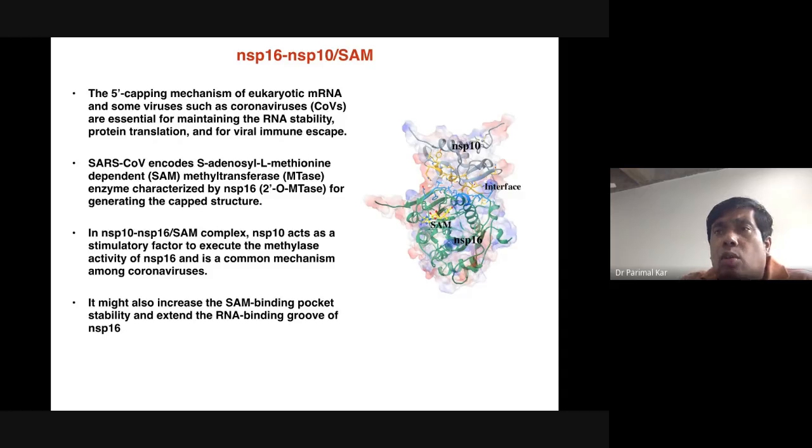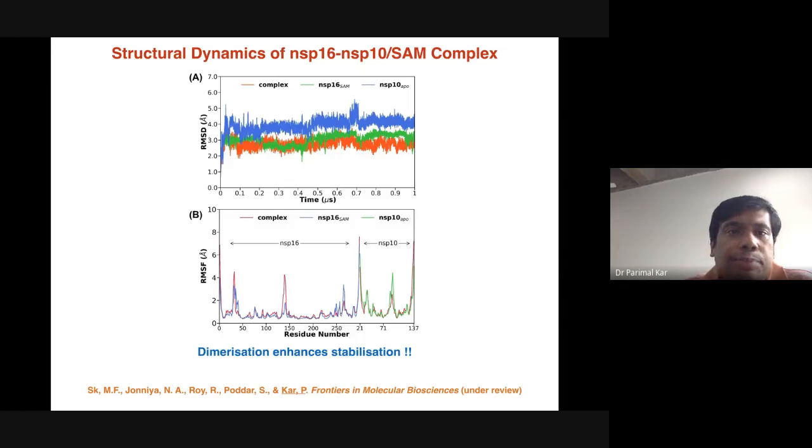So the question is, what is the role of NSP10? It acts as a stimulator for the binding. So we studied that. This study is mainly focused on finding a new target, and we suggest that we should not target NSP16 alone; rather, you should target the heterodimer conformation, the NSP16-NSP10 heterodimer junction, to develop a new drug.